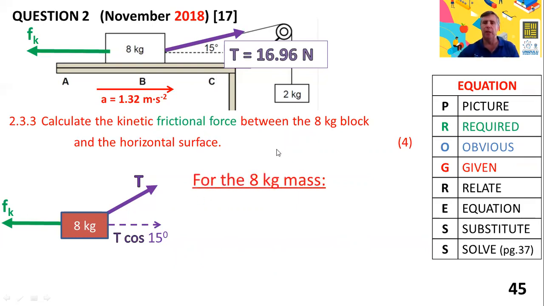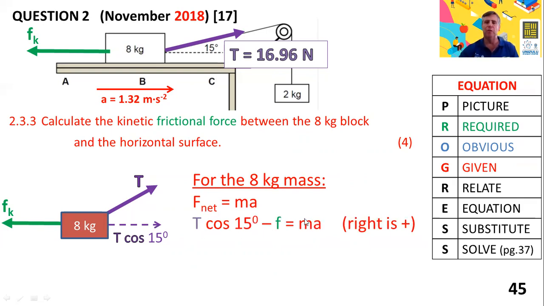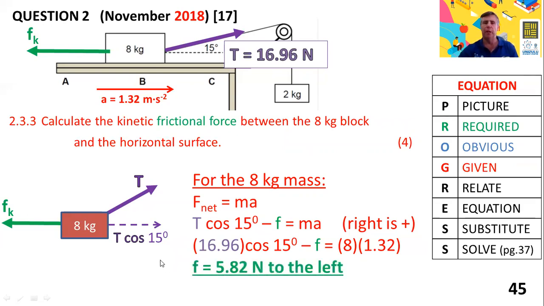So for the 8 kilogram mass, what's our equation? As always, F net equals ma. And we need to relate what is required to what is given. So we have T cos 15 to the right minus f to the left equals ma. We've decided that movement to the right will be positive. So we know what T is from part 1. We know what the mass and acceleration is, 8 kilograms times 1.32. We simply solve for f, and we get a kinetic frictional force of 5.82 newtons to the left.